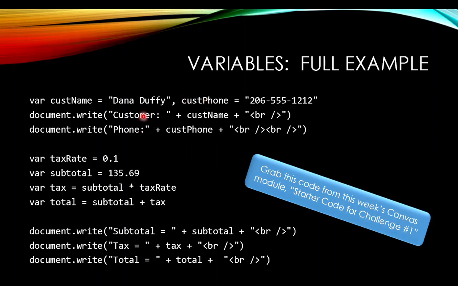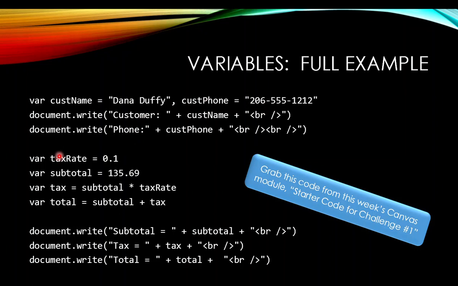Similarly here, it's going to say phone. It's going to add in the phone for Dana, which is the 206, blah, blah, blah, and then it's going to concatenate two breaks. So we should see phone colon, then the phone number, and then two breaks. So we should move down two lines, right? So that should make sense.